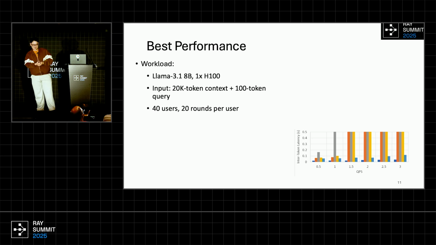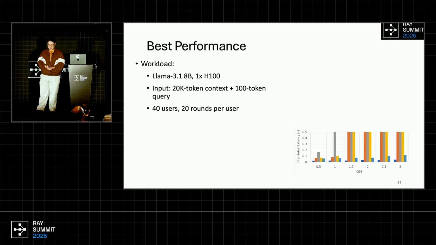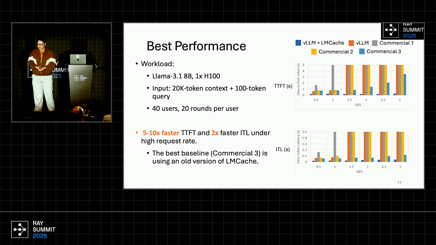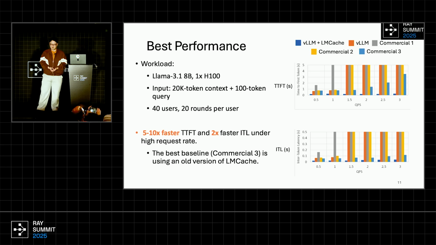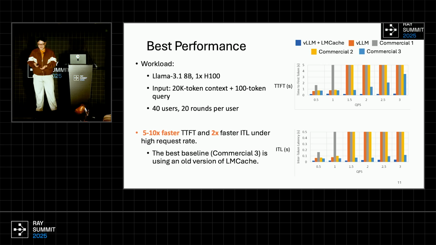So basically the workload is that we are using a simple Llama 3.1, and we are doing a fixed input length and fixed output length query, and we assume that we have 40 users, and we have 20 rounds of conversation per user. Compared to the commercial alternatives and compared to vLLM, we are achieving 5 to 10x faster TTFT and 2x faster inter-token latency and a higher request rate. Interestingly, the best commercial baseline here, commercial 3 colored in blue, is using an old version of LMCache. So they're using our software to compete with us. Okay, so here are the performance figures.